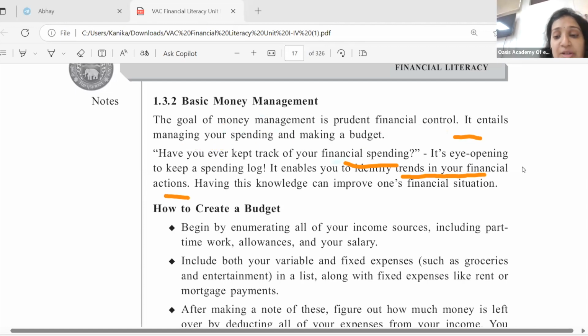But before you do any money management, first of all, you should know how to create a budget. Once you create a budget, then you will know how you can manage your money. Can anyone tell me how to create a budget? See, creating a budget is very simple.